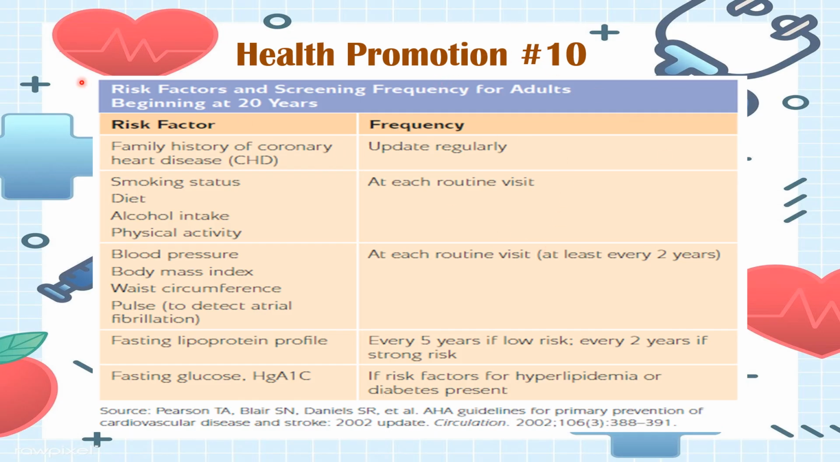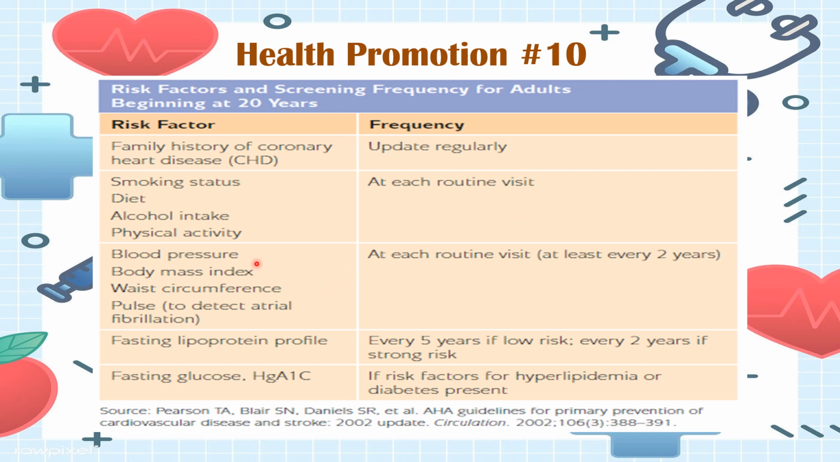Okay, so to continue with the risk factors and the screening frequency for adults beginning at 20 years. This table shows the risk factors in the first column and the frequency of doing the screening in the second column. For those who have family history of coronary heart disease, it is important to update regularly. For those who are smokers, have an unhealthy diet with alcohol intake, or poor physical activity, a sedentary lifestyle, screening should be done at each routine visit.